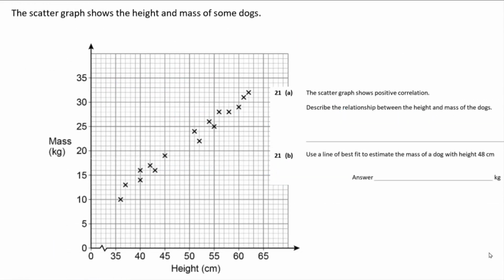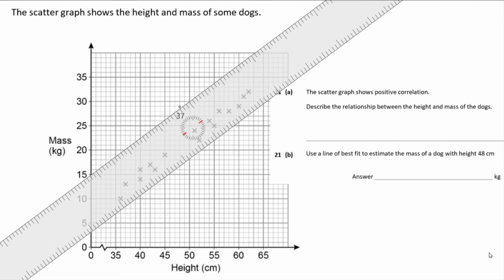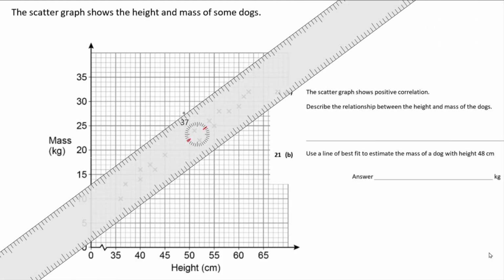Question 21. The scatter graph shows the height and mass of some dogs. Part A says the scatter graph shows positive correlation. Describe the relationship between the height and the mass of the dogs. Okay, so we can see with the ruler then that our values are broadly going up underneath the ruler, aren't they, in an upward direction.